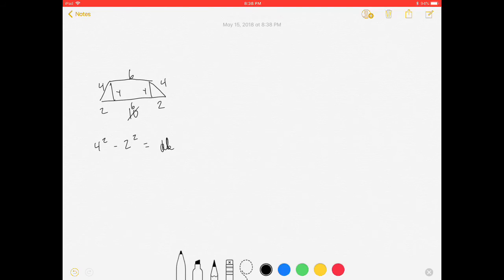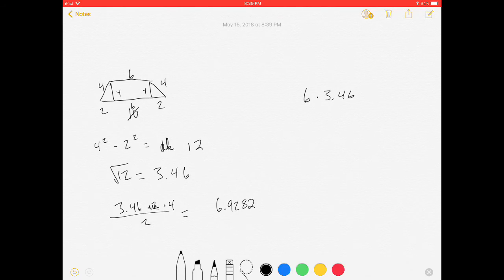4 squared minus 2 squared equals 12. Square root of 12 is 3.46. Sorry, I had to figure this out on my calculator. So then we just have to find the area of those triangles, which would be 3.46 actually, we're going to do it times 4, so we can get both of them, divided by 2, which equals 6.9282.